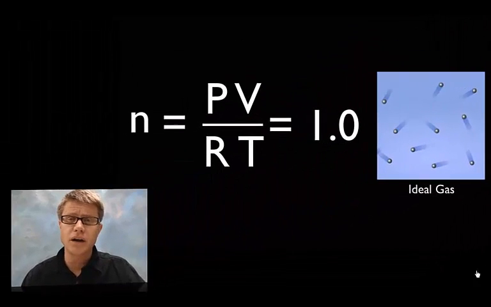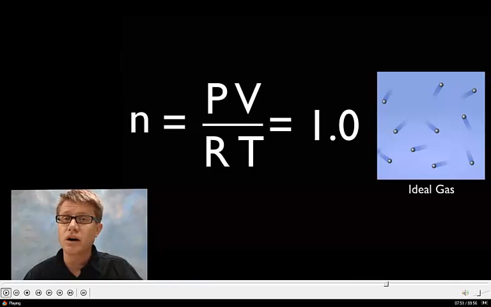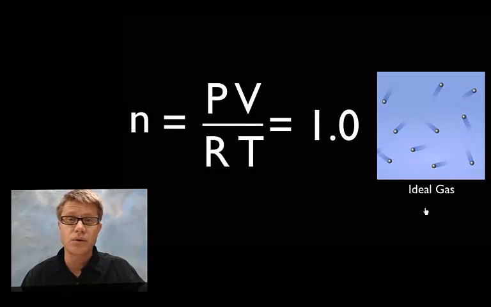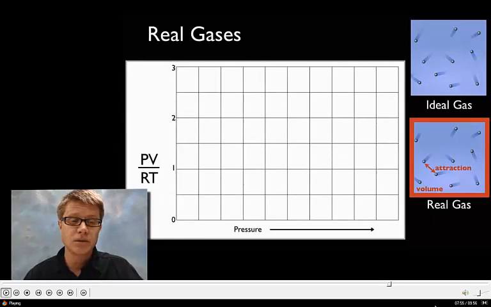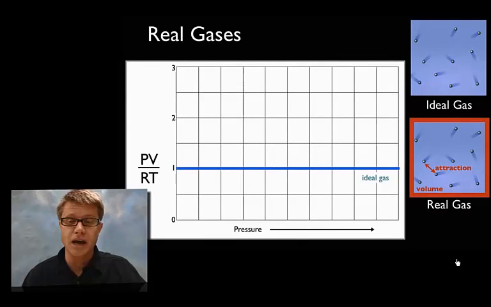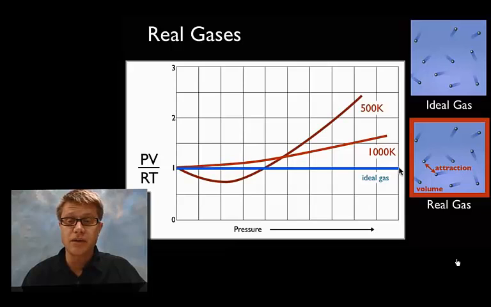If I just solve for n, this should always be equal to 1. In other words, PV over RT should always be equal to 1 for any kind of a gas. And so let me just plot that for a specific gas. Let's say we're looking at nitrogen right here. Its ideal gas at different pressures should stay exactly at 1.0. But let me throw up some data. This is what nitrogen looks like at 1,000 Kelvin. This is what it looks like at 500 Kelvin. This is what it looks like at 200 Kelvin.